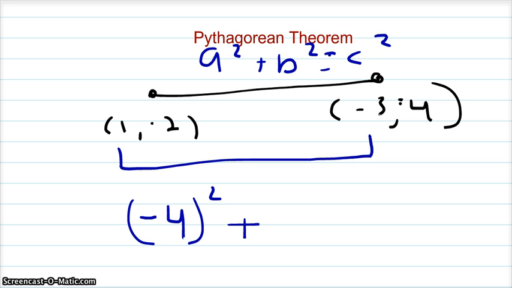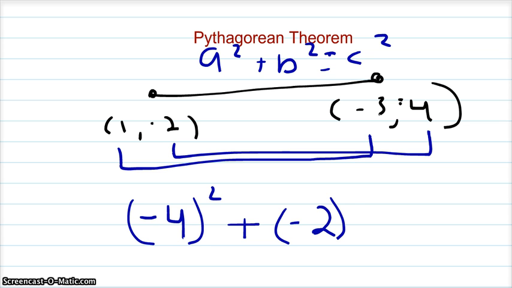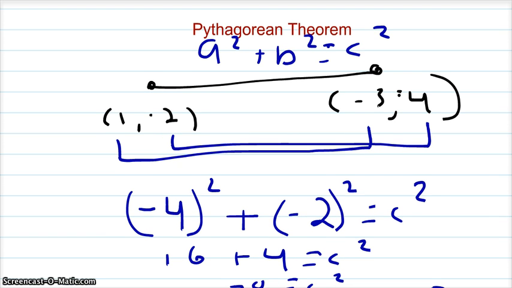Plus, if I go from -2 to -4, that means I had to move to the left again 2. So that's -2 squared equals c squared. Then I have 16 plus 4 equals c squared, which means I have 20 equals c squared. And again, to get rid of the squared, I do the square root of 20, and I get approximately 4.5.